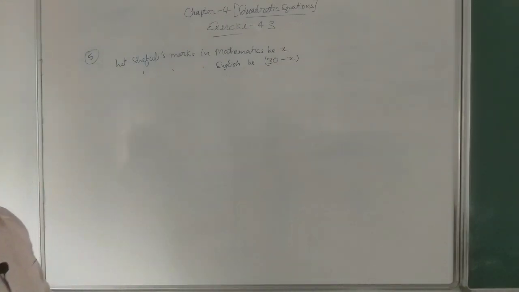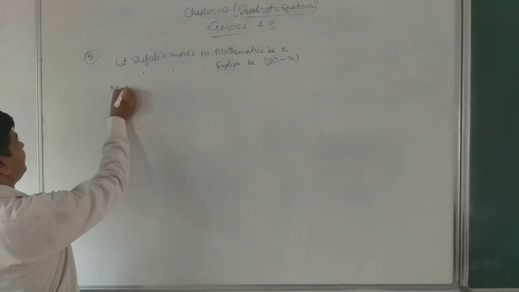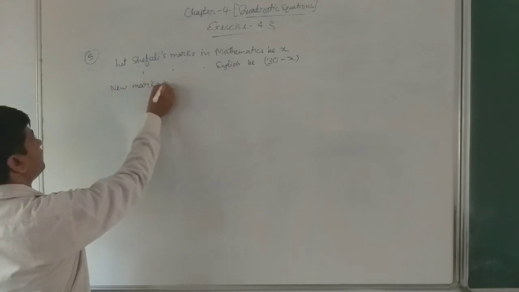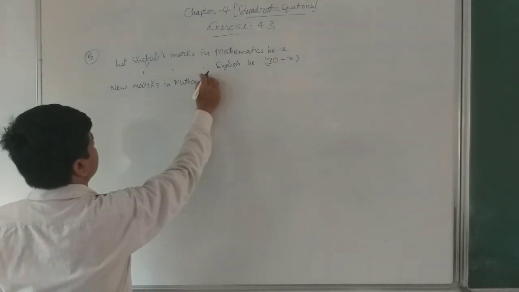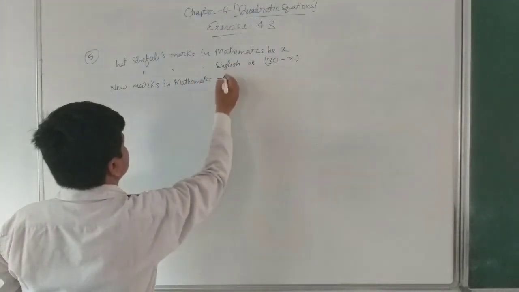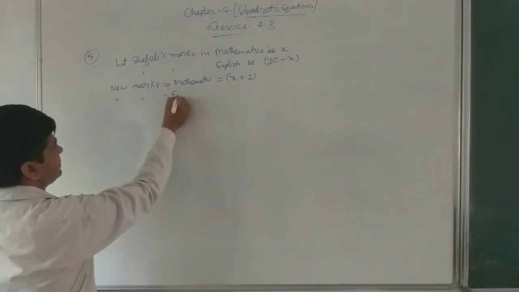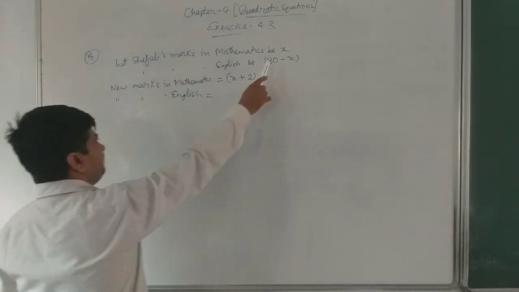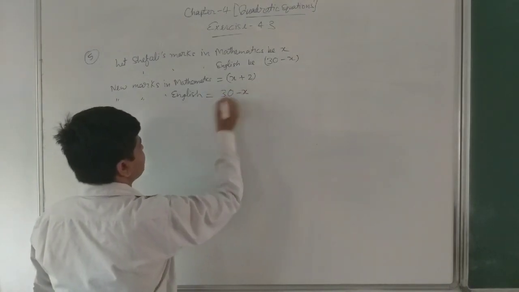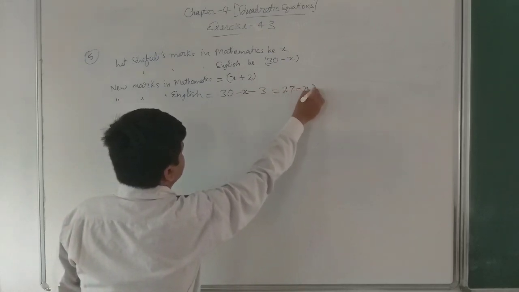Now what is given in the second condition? Had she got 2 marks more in maths, the new marks in maths, we should add 2 to the marks. So X is the marks, now add 2, so X plus 2. Now the new marks in English, English marks are 3 less, so we subtract 3. So 30 minus X was the marks previously, now we subtract 3. So 30 minus 3 is 27, and minus X.